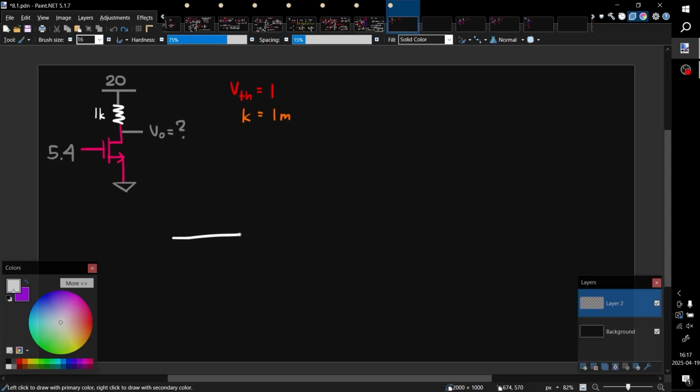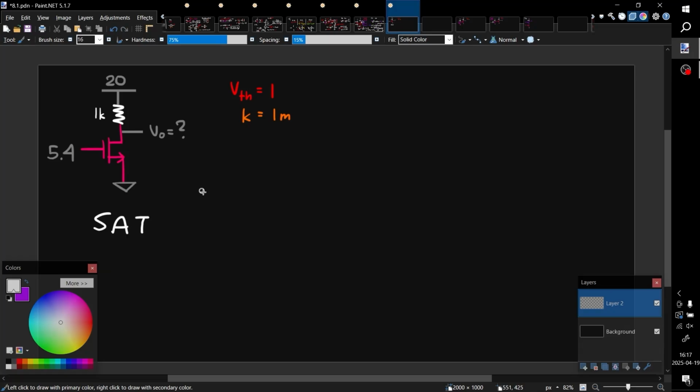MOSFETs are like BJTs, but instead of controlling the current, we control the voltage, which is the voltage here. Let's falsely assume that this is cut off. Our VGS is equal to 5.4, and that is clearly greater than 1. From the start, hindi na pwede ang cutoff natin. So let's go to the next state.